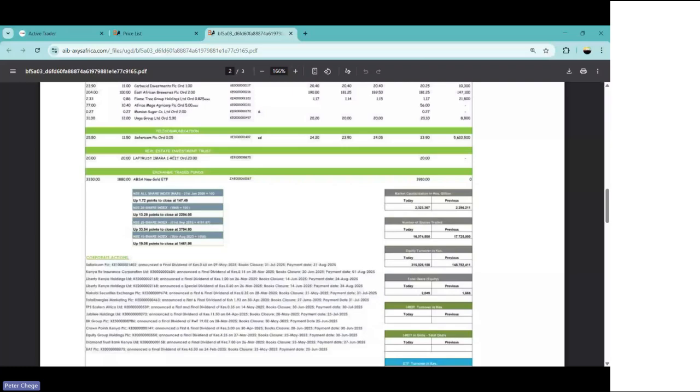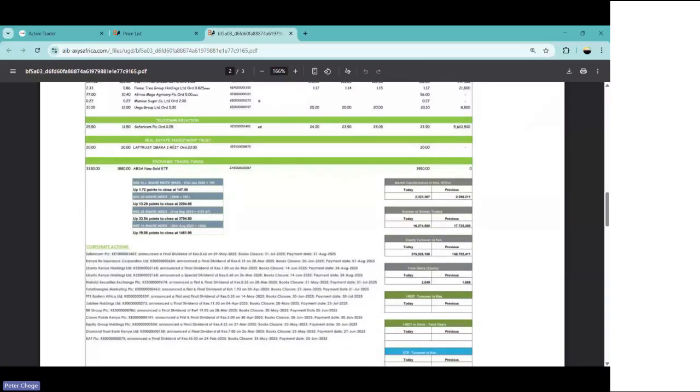Let me share that. Then I quickly go through the terminologies. Then we go to the last part of the presentation before we come to Q&A. So in the price list, just below share index, there is corporate actions.